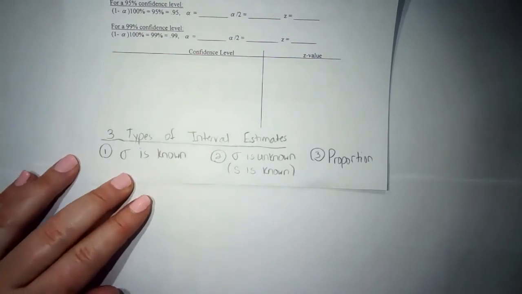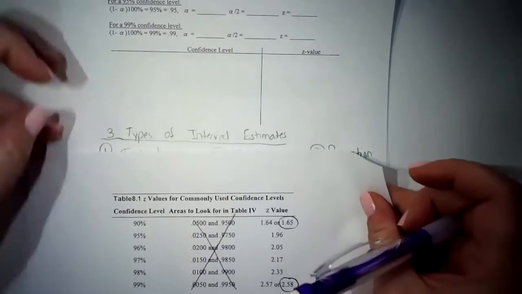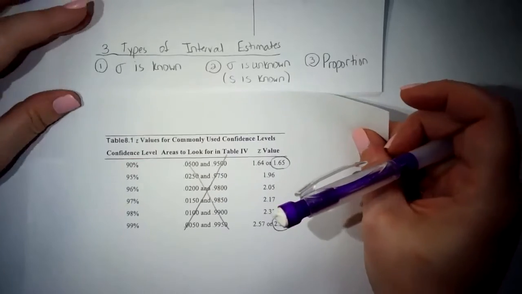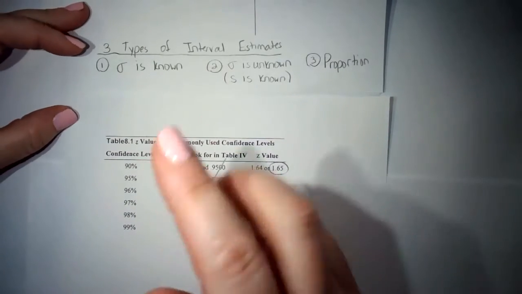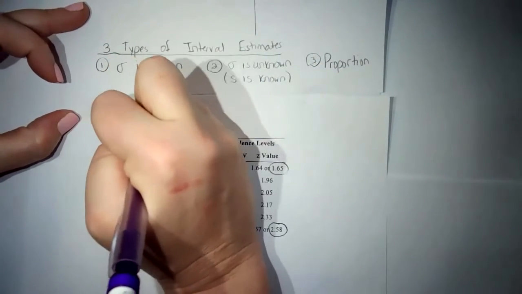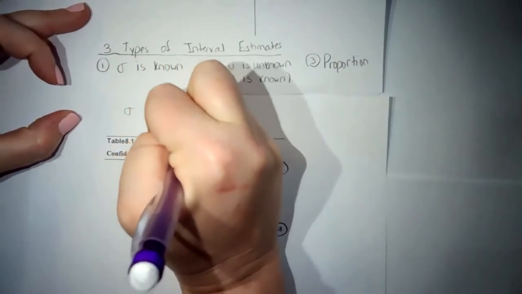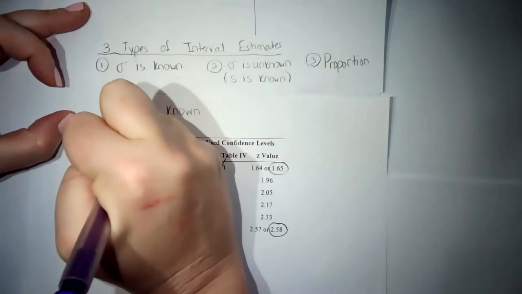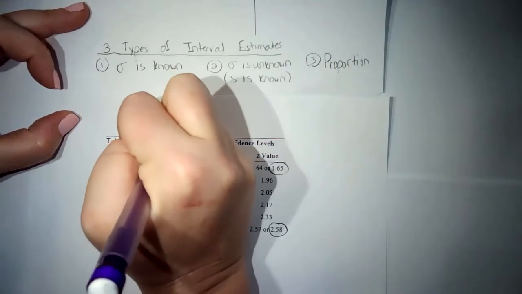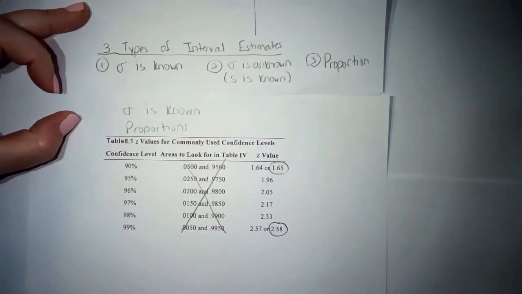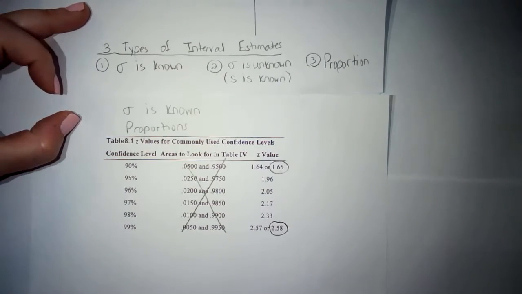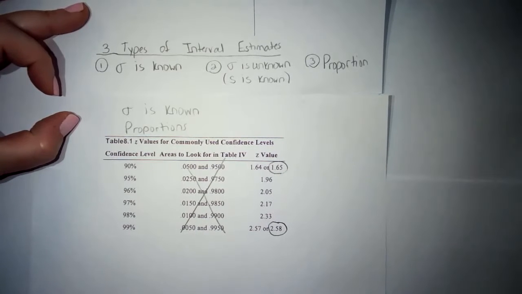Now, just so you know, might be something you want to write at the top of this little page here. This is for sigma is known, and this is for proportions. That's what this chart is for. It is not to be used when sigma is unknown. That's where your T chart comes in.